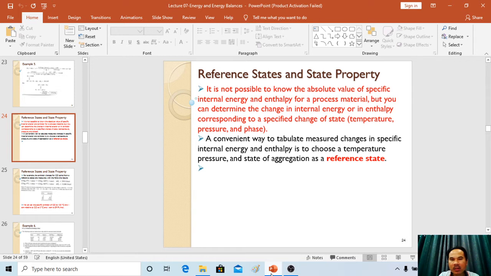But now we will talk about the system with water or steam table. And for this case, if we would like to know what is the internal energy, what is the enthalpy of the process material.